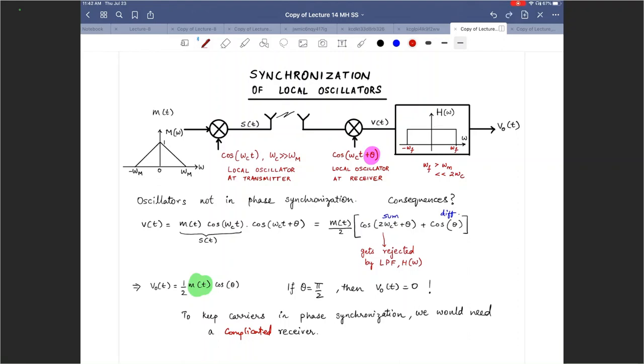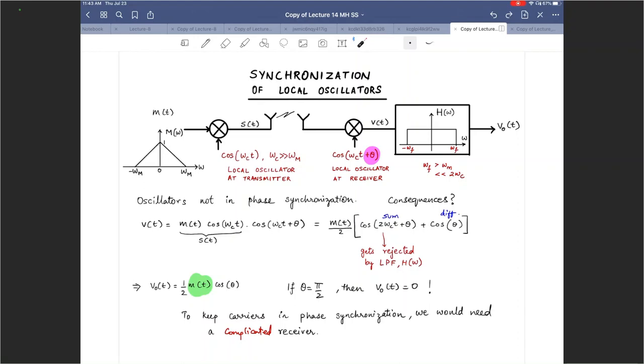But cosine theta I need to worry about, because if theta happens to be pi over 2, then you receive nothing. VO of t becomes 0. So you see the consequence of a phase mismatch between the local oscillators being used at the transmitter and receiver. If the phase mismatch happens to be close to 0, you are fine. But if it goes towards pi over 2, you might end up with nothing. VO of t will be 0.